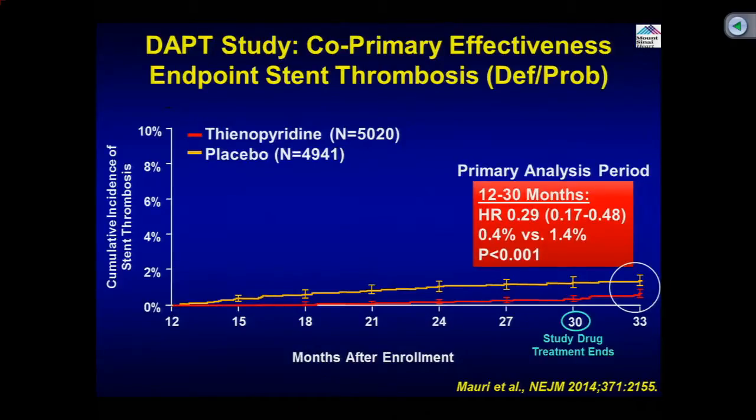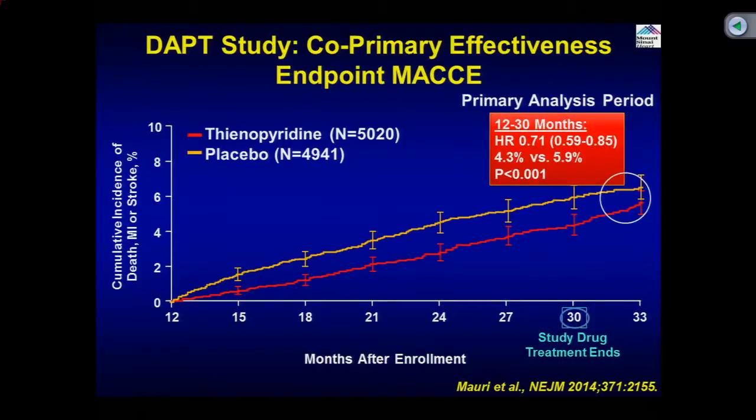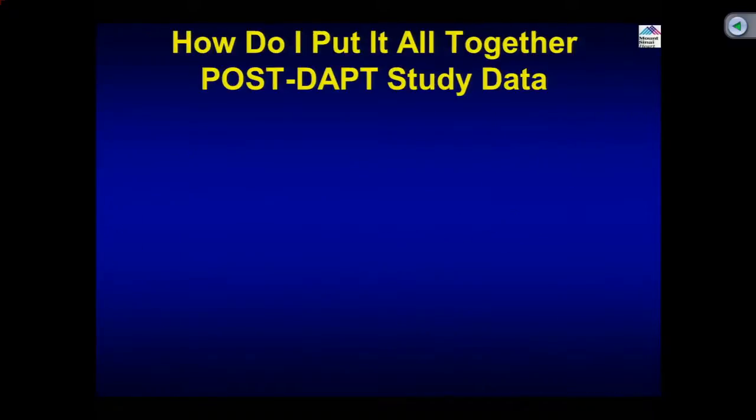Now, another important point which I wanted to emphasize is what happens when you stop the drug after 2.5 years of DAPT. You see here that from 30 to 33 months, there is an increase in stent thrombosis as well as in the MACE. MACE basically was death, MI, and stroke. There is a rebound, or you can say there is no longer any protection. So it seems that even 30 months, which was arbitrarily chosen in these patients, could be even longer. That's a very important point.